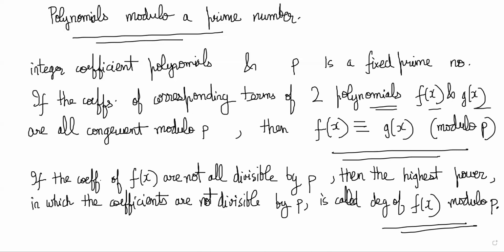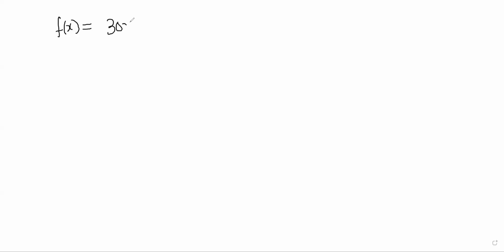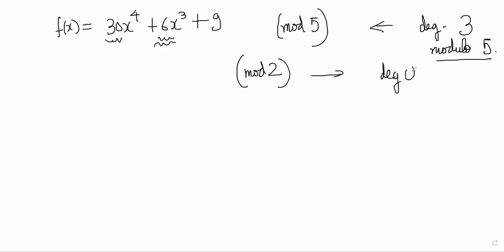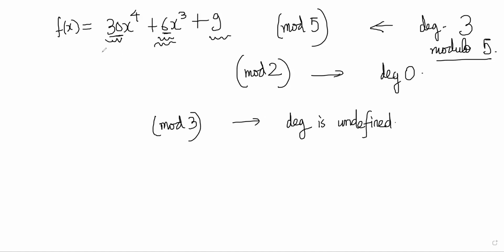So let's take a few examples. Say f(x) is equal to 30x^4 + 6x^3 + 9. If you take it modulo 5, you will realize that 30 is divisible by 5, 6 is not divisible by 5, so it is 1 modulo 5. So the degree of this polynomial is 3 modulo 5, because the highest power which is not divisible by 5 is 3. Similarly, if you take it modulo 2, then the degree is 0, because both the terms 30 and 6 are divisible by 2, so the only term that is not divisible by 2 is the constant term, so the degree is 0. But if you take modulo 3, the degree is undefined. Why? Because all the coefficients here are divisible by 3, so there is no term which is not divisible by 3 in this polynomial, so you cannot define the degree.